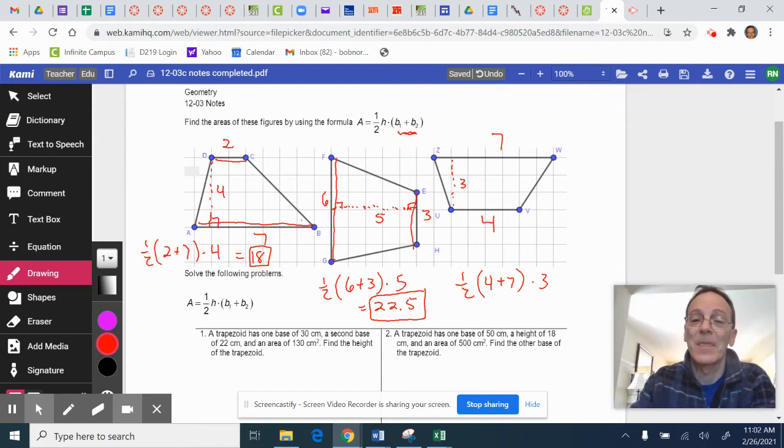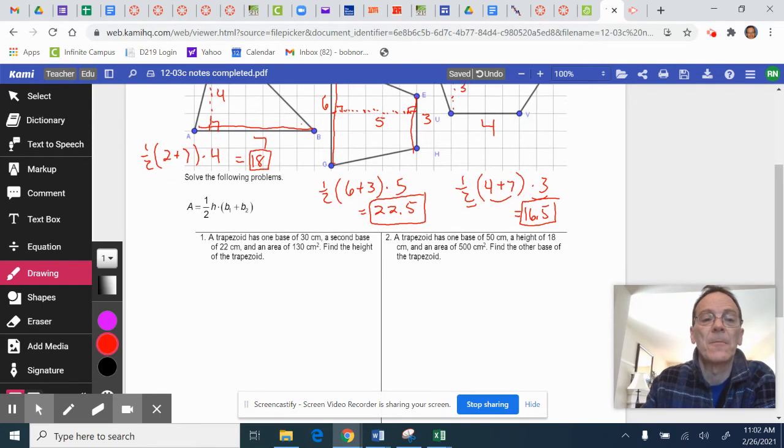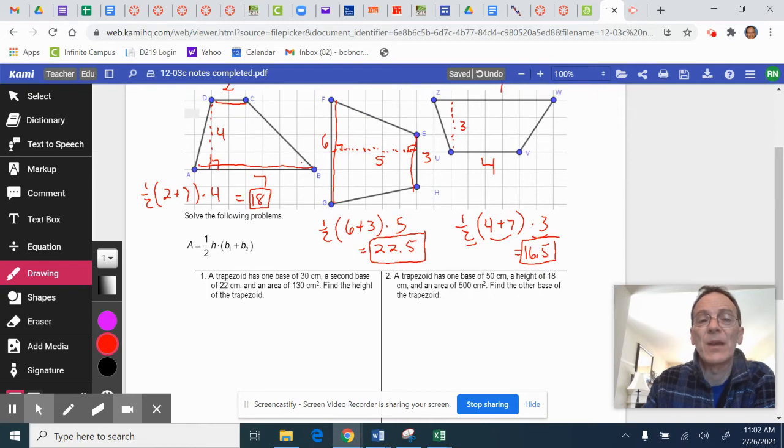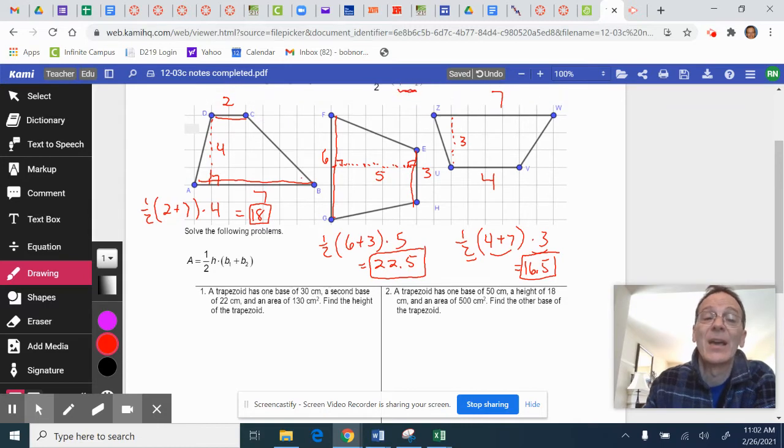Sorry about that. Let's see. 11 times 3 is 33, and then times 1/2 is 16.5 square units. Okay, fairly straightforward. Now, let's look at these two problems. Right, where I'm giving you some information about a trapezoid and asking you to find some other information. In neither of these problems am I asking you to find the area. I'm giving you the area.